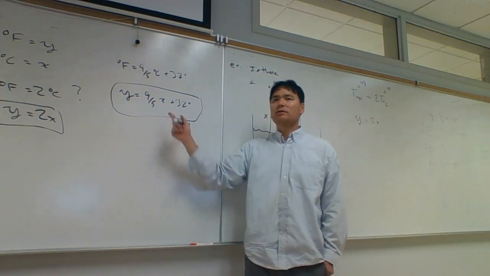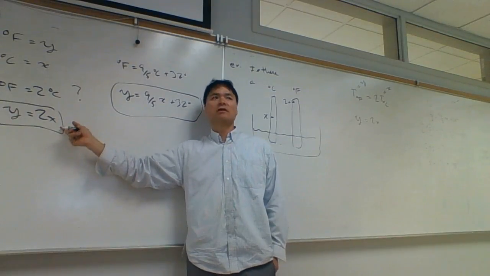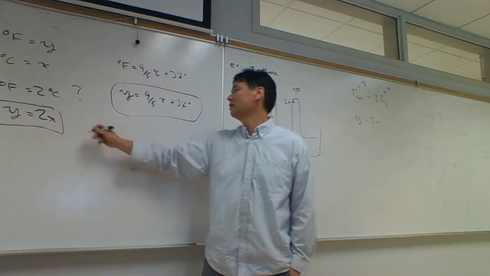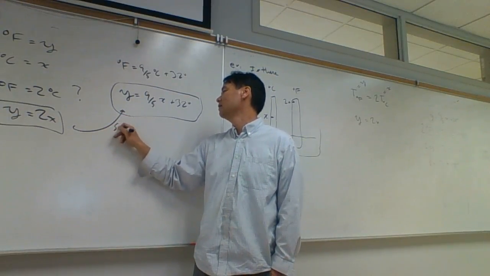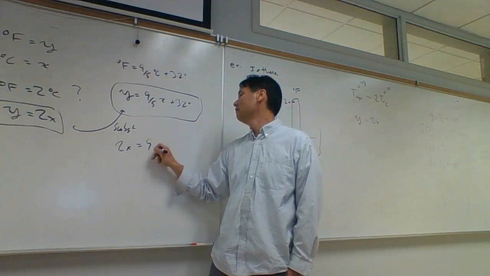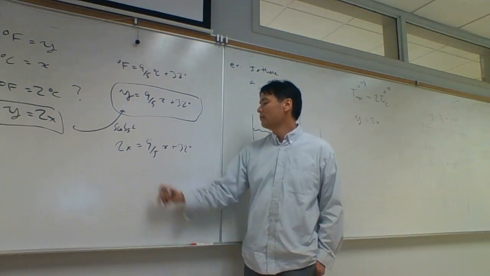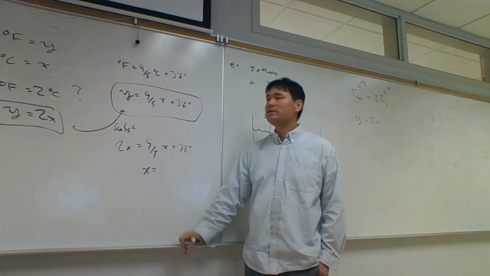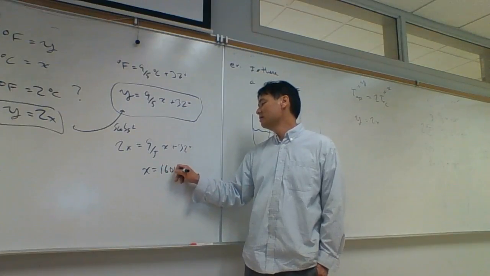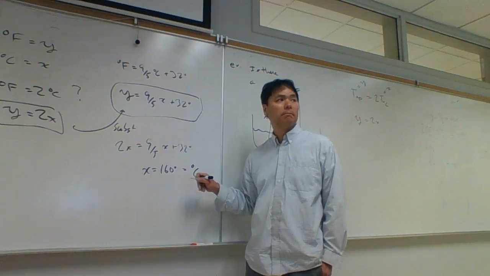So this is our second equation. So we have two equations. What we do is we solve one of the equations for one variable. Well, this is already solved for y, and this is already solved for y. We'll just substitute that in here. And so we get 2x is equal to 9/5 x plus 32. And then we solve for x. Well, x is the Celsius temperature, right? And so that came out to 160 degrees. And this is equal to the degrees C.